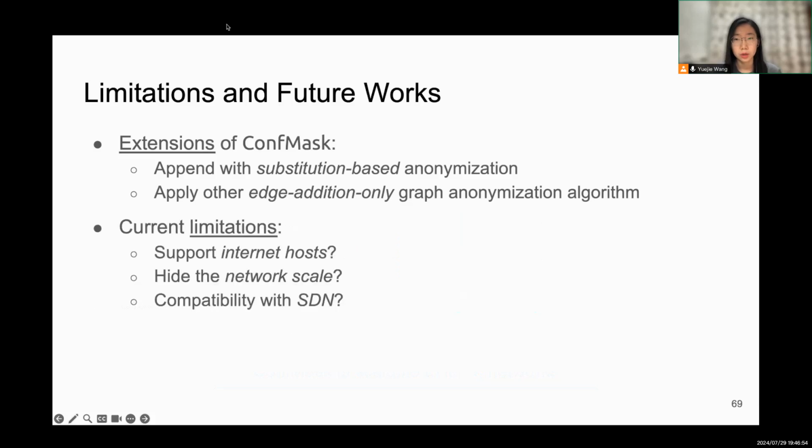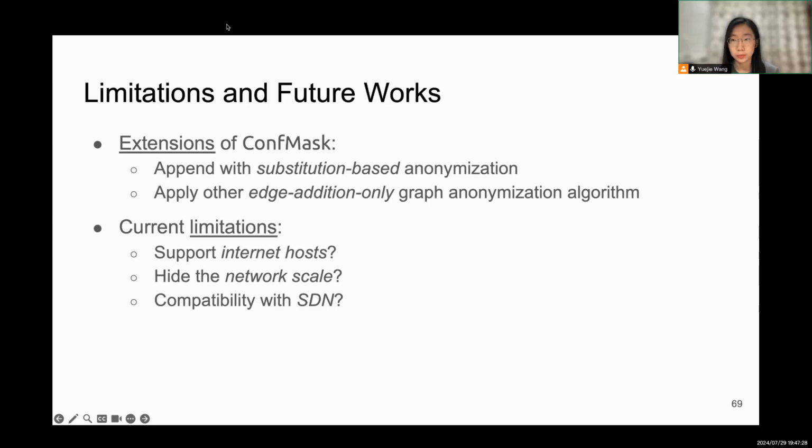And of course, we acknowledge several limitations in the current workflow. For simplicity, ConfMask uses host IPs as destination networks. So to support other routing destinations such as internet hosts, the IP subnet management will require a more general design. Another limitation is that ConfMask is only compatible with edge addition graph algorithms, which means the network scale is not anonymized. And lastly, as more routers will enable SDN in the future, how to extend ConfMask to support SDN is also an interesting question.